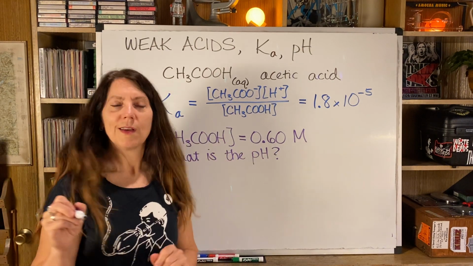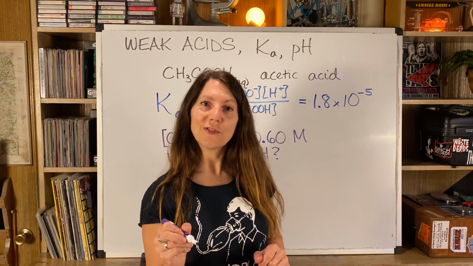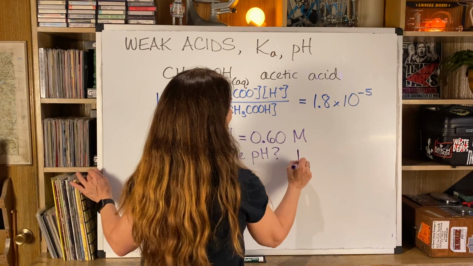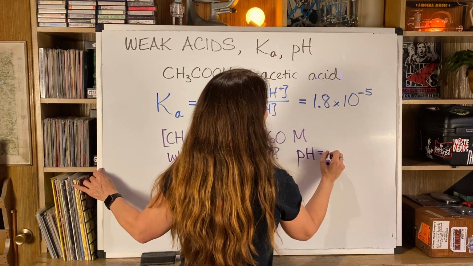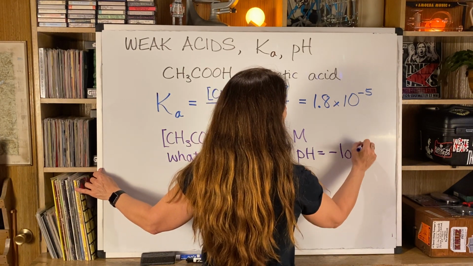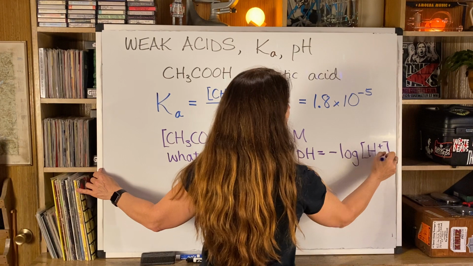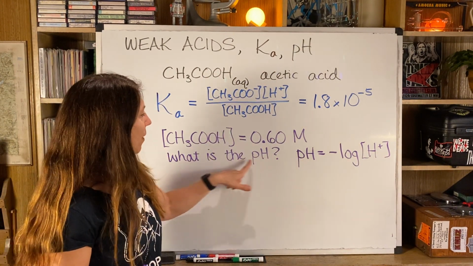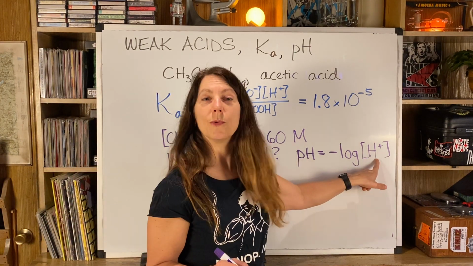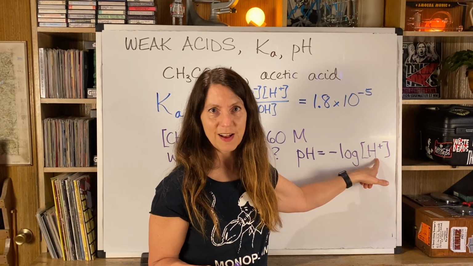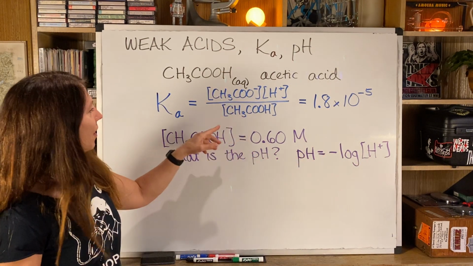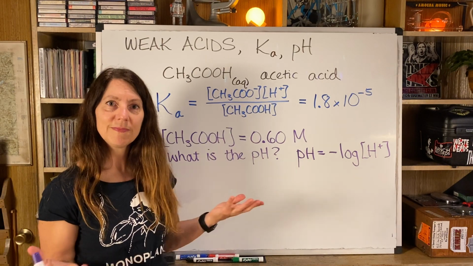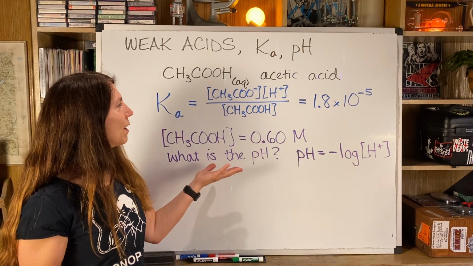And we need to know what the equation is for pH, don't we? So pH can be calculated by the minus base 10 log of the hydrogen ion concentration. All right, so if we want to know the pH, that means we need to figure out what the hydrogen ion concentration is for this acetic acid solution that's 0.6 molar. So let's see if we have enough information to figure this out.